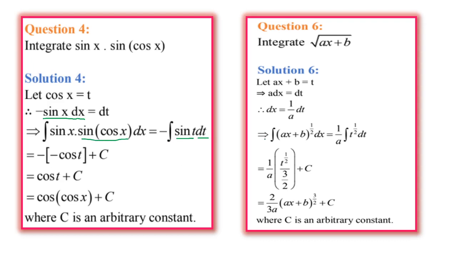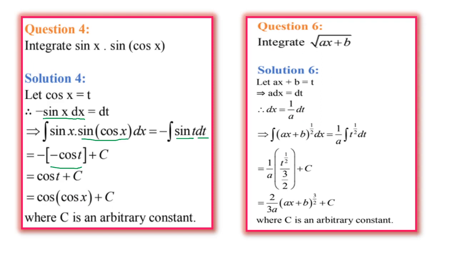Then after that, what is the integral of sin t? That is minus cos t, and this minus one was already outside, so it will become cos t plus c. Now put the value of t back, it is cos of cos x plus c. So this is the answer.